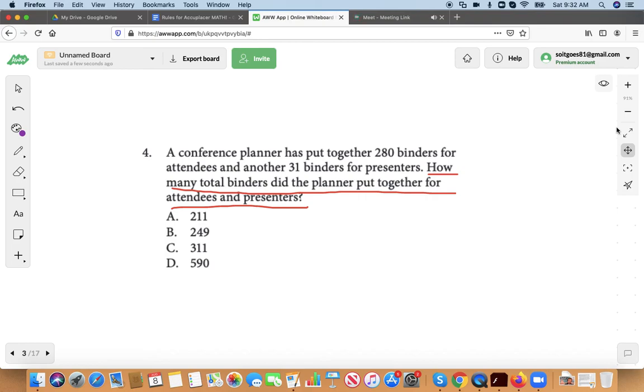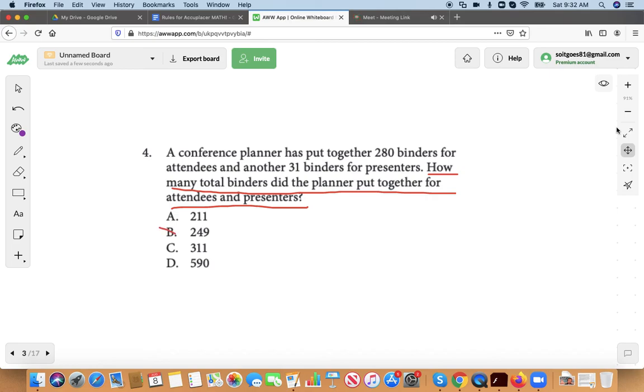But first, before we find the right answer, and it is really easy, honestly, look at the answer choices. We're trying to find the total number of binders, and we know that they put 280 together for the attendees, 31 for the presenters. Look at some of these answer choices. If you're going to get rid of some answer choices, what should you get rid of right off the bat? I would eliminate B and D.